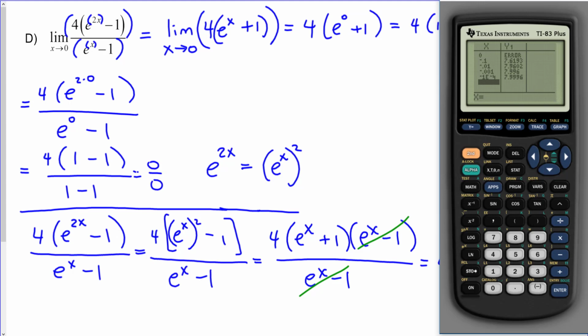If I put in 0.1, 0.01, 0.001, and so forth, I'm getting closer and closer to 8 on the right-hand side as well. So that means the limit from the left and the limit from the right agree and are equal to 8, so the limit itself is equal to 8. So if you don't know the algebra, you can still use your calculator if your instructor permits.